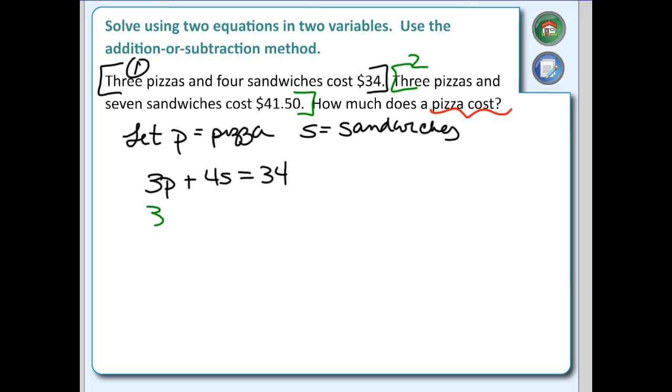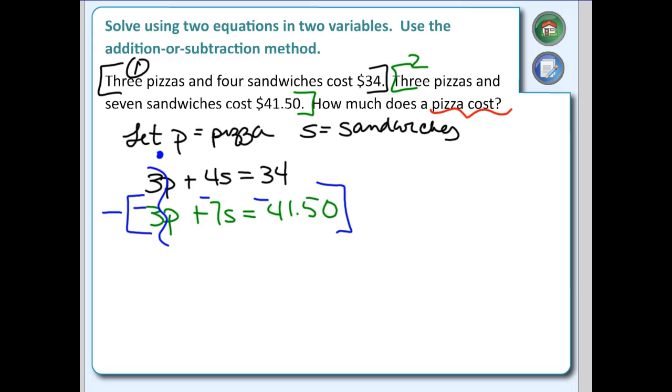It says 3 pizzas and 7 sandwiches equals $41.50. And we're trying to find pizzas. Well, when I look up here, do you notice one of the variables has the same coefficient? Yeah, we've got 3p and 3p, but they're both positive. So that means I'm going to have to subtract them. And if I subtract them, everybody changes their sign. So now the p's are gone.